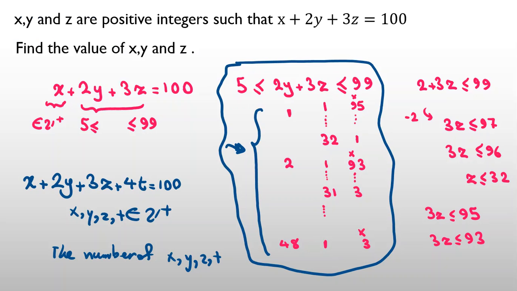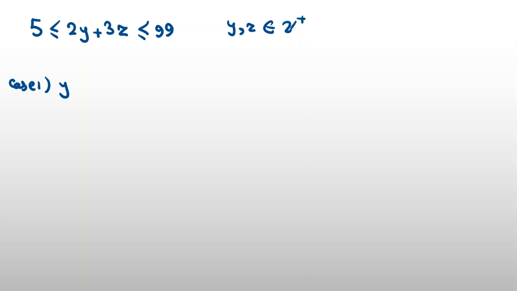Let me write it. 5. This part is for the students that know a little more about math. So 3z equal to 99. And I want to find the number of answers such that y and z are positive integers. So I will say that I consider two parts. Case 1, z is even.